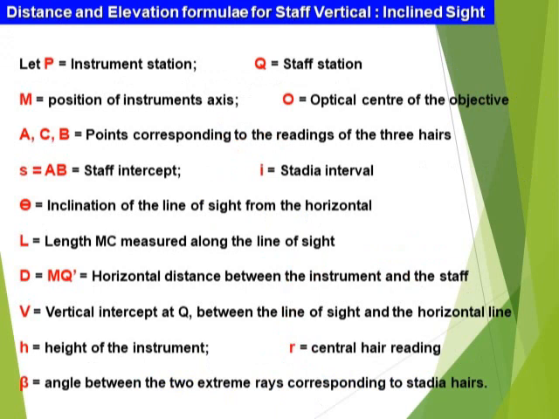Now coming to the distance and elevation formula for the staff vertical, which is the inclined sight. Here P is the instrument station, Q is the staff station, capital M is the position of the instrument's axis, capital O is the optical center of the objective, etc.